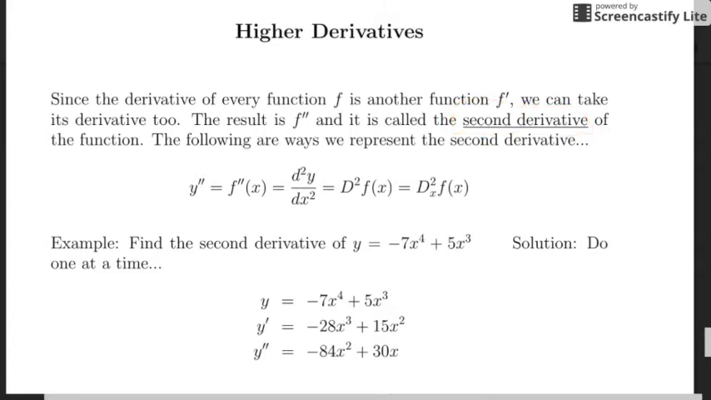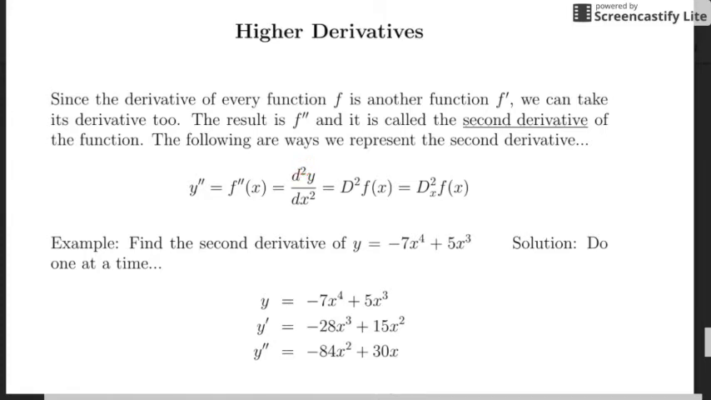Now, there are a few different ways of representing these things, and there's a couple of these that I really want to draw your attention to. First of all, most of the time in this particular course we're going to use the double prime, so y double prime or f double prime. But we're also going to use this particular notation quite a bit: d squared y over dx squared.